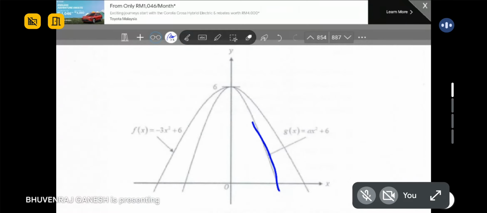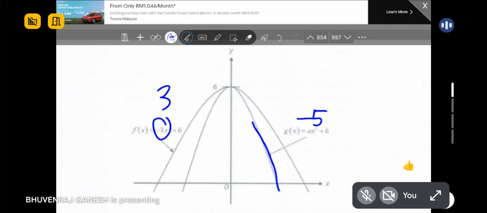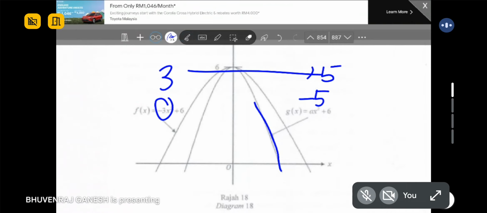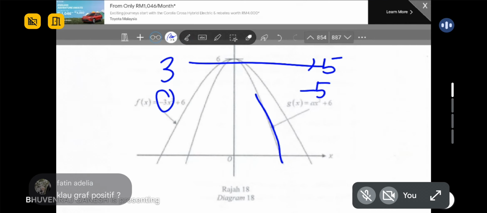Sebab nilai dia kena lebih besar dari negatif 3. Lebih besar maksudnya nilai lah guys. Just the value, not the sign. Jangan lihat negatif. Don't see negative sign. Just see the value. 3 and 5 kena lebih besar. Because your graph is negative. Okay, negative. So lebih besar nilai tu, lebih sempit graph dia. The higher the value, the smaller the size.